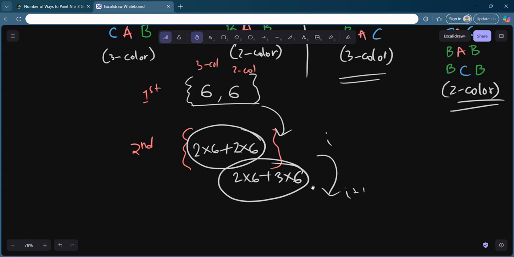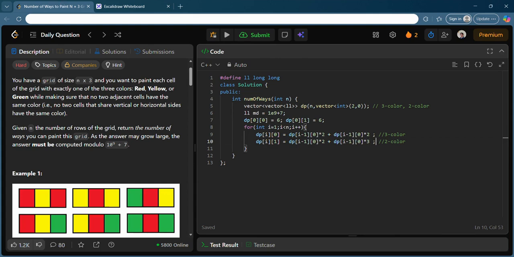Okay, because this is giving me 3 into 6, a 2 color gives me 3 2 color combinations. Of course this will be 1 and 1. Just doing this will not suffice because you need to perform this modulo also. So just quickly do that. I hope I do not have to explain here how exactly you need to perform the modulo.